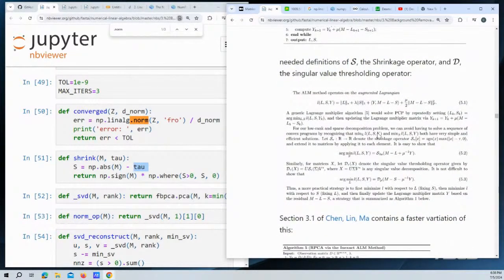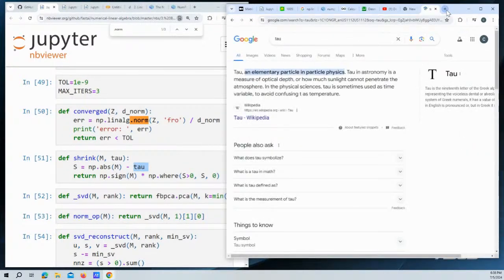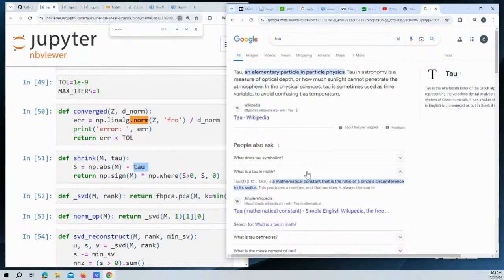You know what? It might be better to Google tau. See if a symbol pops up. Yes, I get that it's physics. I knew that. What is tau in math? Constant is ratio of a circle's circumference. Well, that's unfortunate because I didn't know we were dealing with circles.